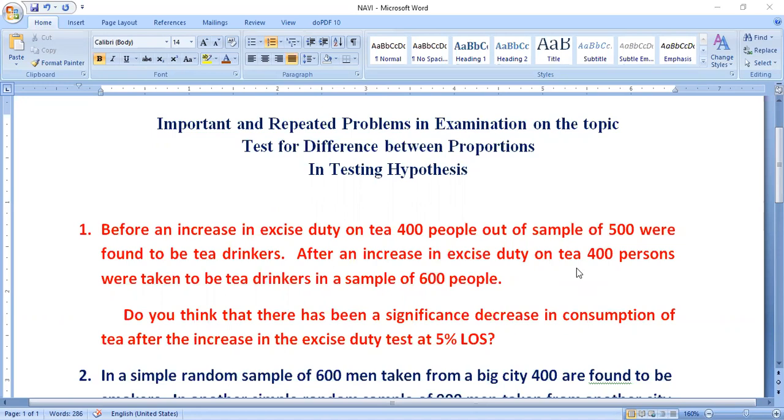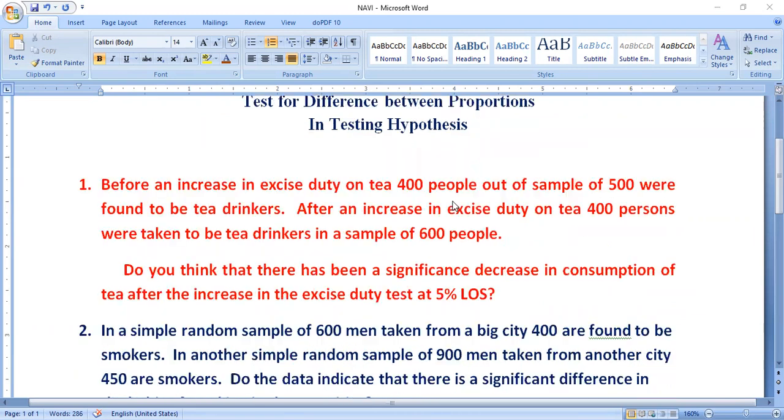So, in today's class, we are going to discuss a few important questions and the repeated problems which are repeated in the examination point of view on the topic test for difference between proportions and testing hypothesis. In the previous class, we discussed test for difference between proportions problems. On this topic only, I have covered 4 problems. These 4 problems help you to get a good idea on this topic. Okay, you can see these problems here.